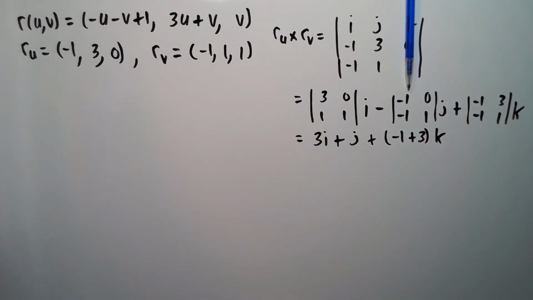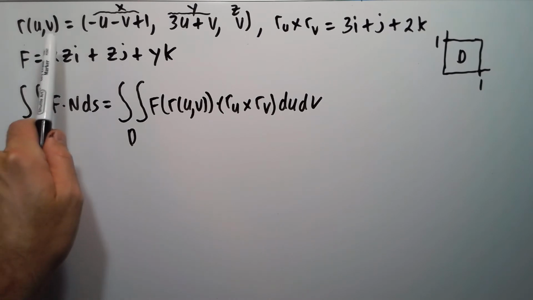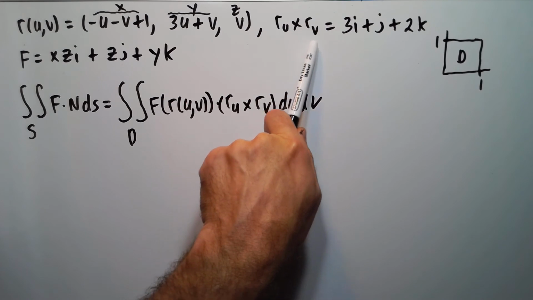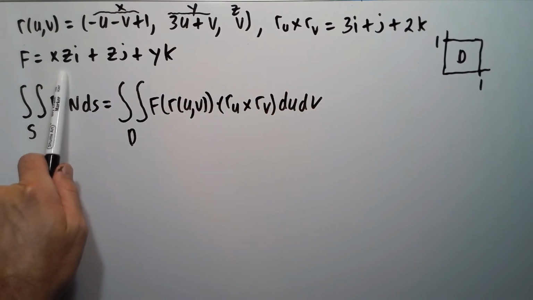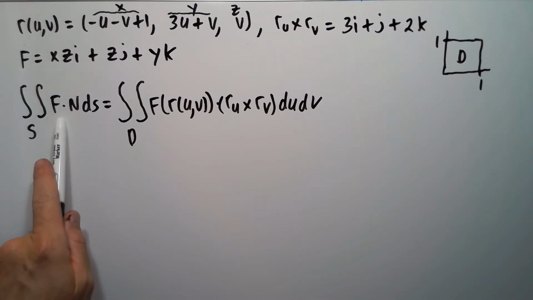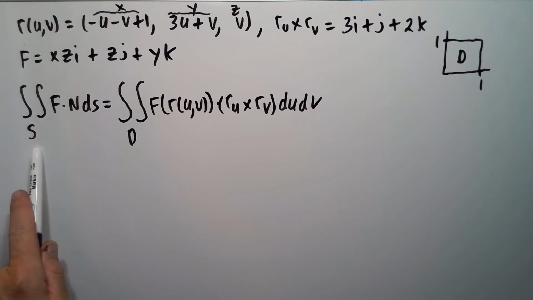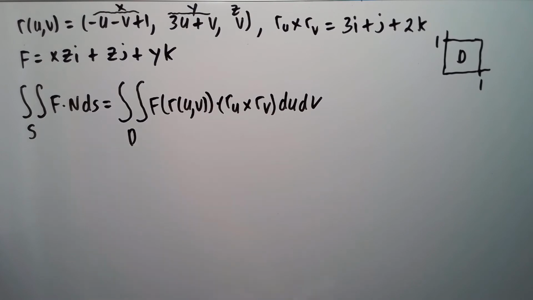Okay, so now let's start doing the double integral. Summarizing what we have so far: we found our R, we did our R_u cross R_v. Here's our D region, here's our vector function. We're now trying to find the flux of F across S, where S is the parallelogram from the beginning. We know it's equal to this from 15.6. So let's start filling this stuff in now.